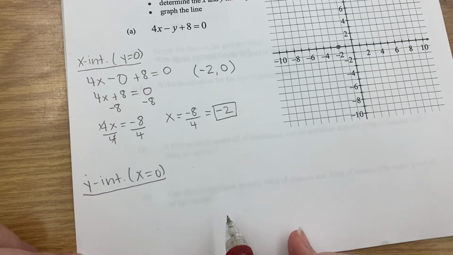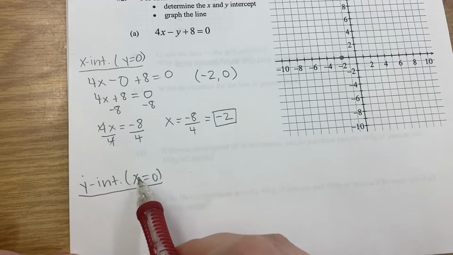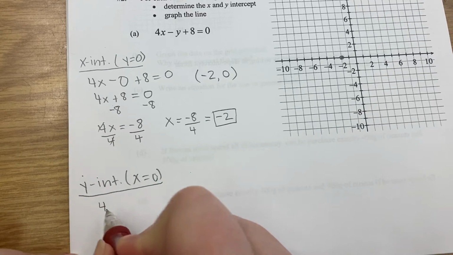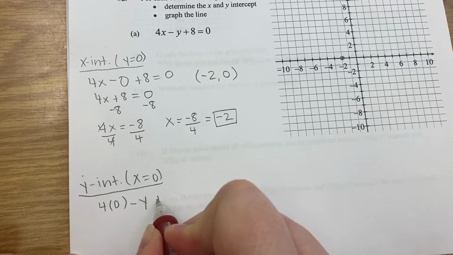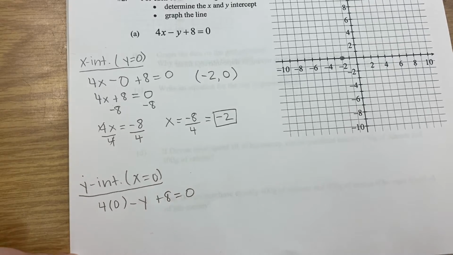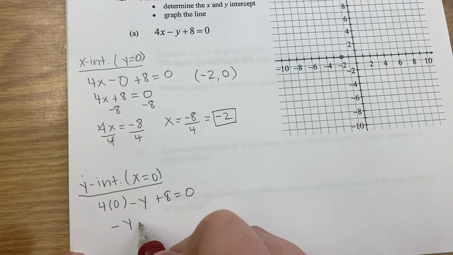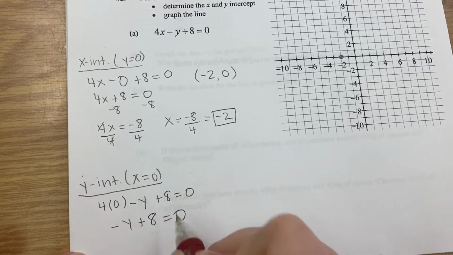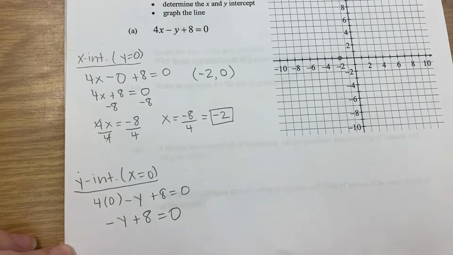Okay, and now let's find our y-intercept. So we're using our equation again. We're subbing in 0 for x this time. So we have 4x, so 4 times 0, minus y plus 8 equals 0. We want to get y by itself. So 4 times 0 is just 0, so we're left with negative y plus 8 equals 0. And we want to get y by itself, so we want to get rid of this 8. We do that by subtracting 8. Whatever we do to one side, we got to do to the other.